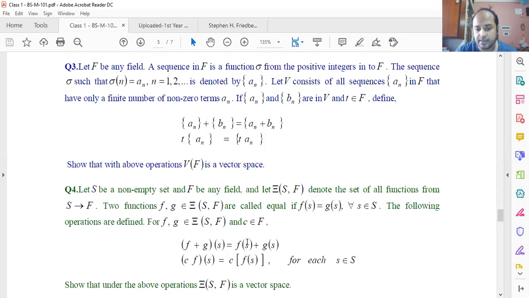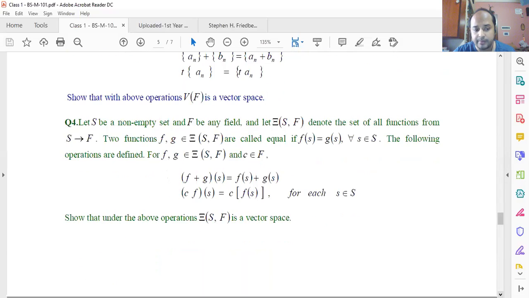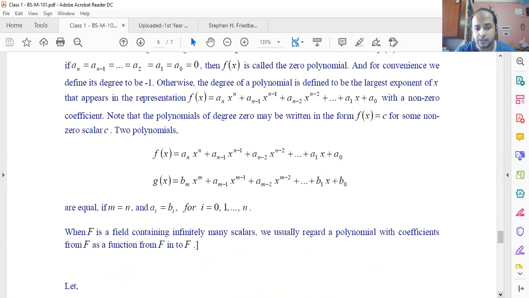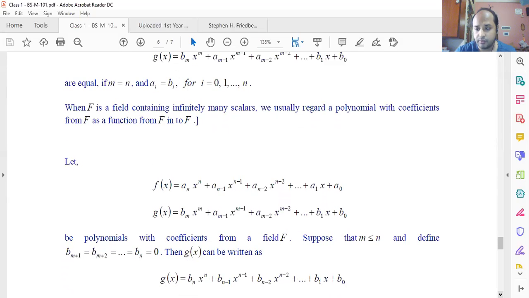(f plus g)(s) is written as f(s) plus g(s). (cf)(s) is written as c into f(s). For each s, we are supposed to show that this collection of functions is a vector space. You can try this particular problem. After that, I think you are familiar with polynomials. You know them very well. You have done the binomial theorem, quadratic equations, relation between roots and coefficients. So you know what a polynomial is, and I have defined it properly over here. You can check whether the set of all polynomials is also a kind of vector space with some operations.